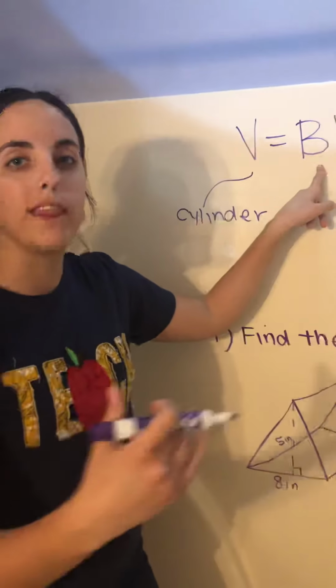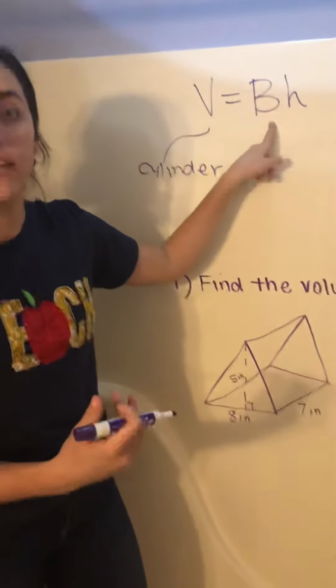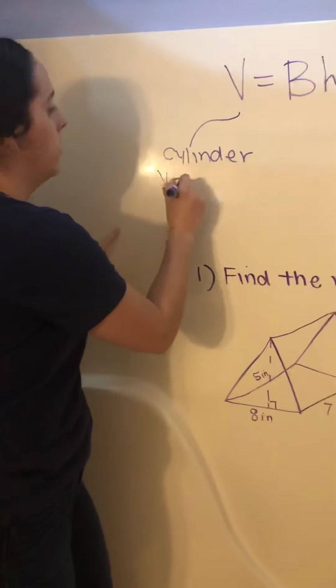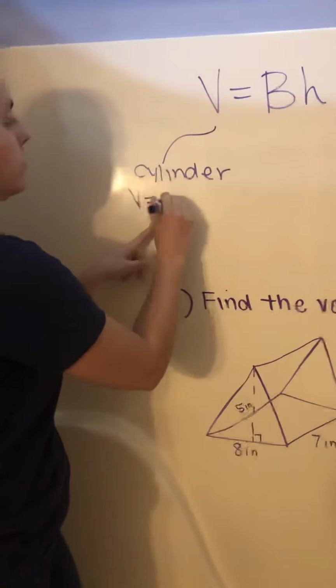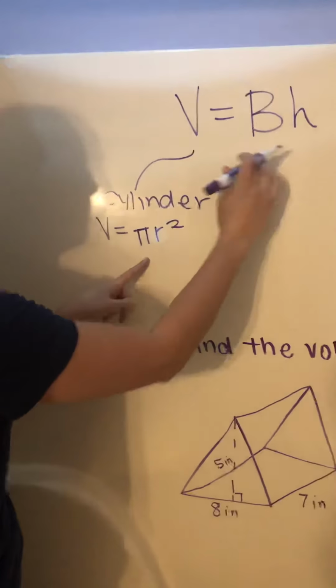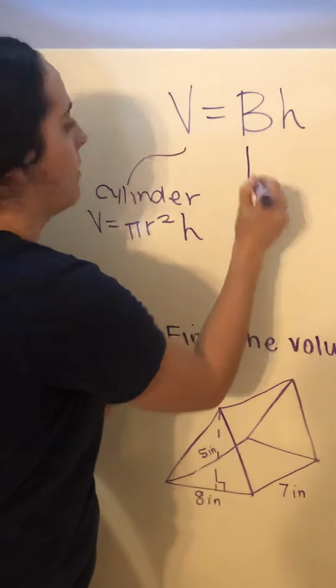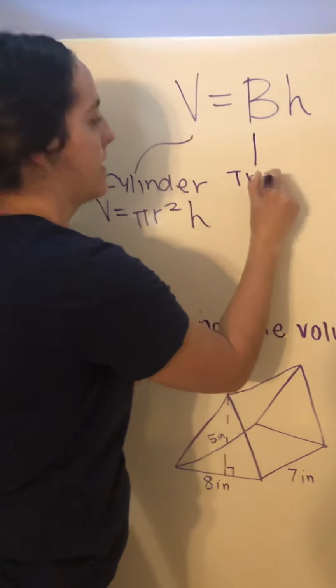So depending on what the base shape is, the formula is going to change. Okay, so cylinder, the base shape is a circle. So that's pi r squared is going to go in for capital B, area of the base, times height. Okay, now a triangular prism.